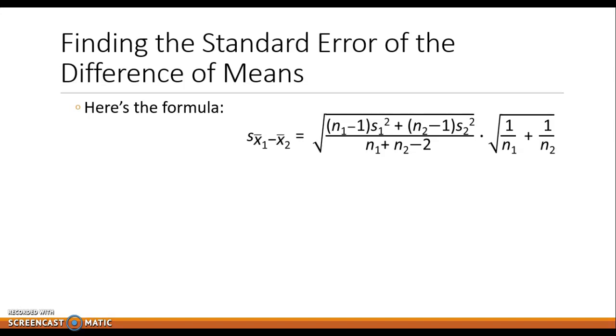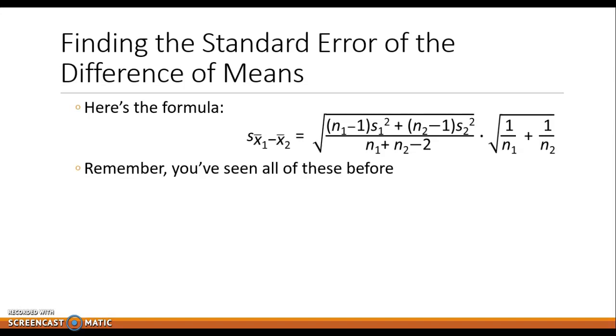Now, your book has it all under the same square root, but in this one, it's separate. If you want to change it so it's all under the same square root, like your book, you certainly can. But the one thing I want to remind you before you hyperventilate is you've seen all of these before. You literally have seen all of these before. None of this is new.